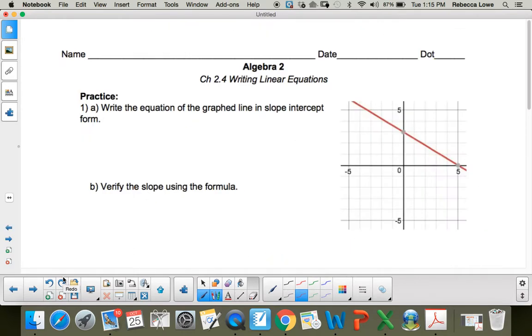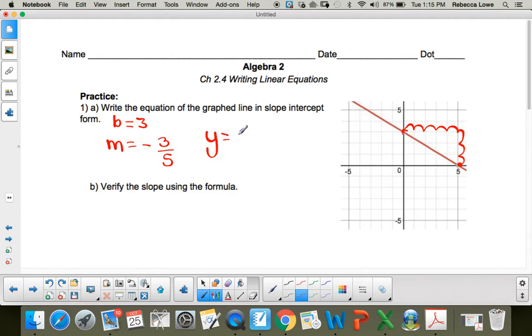Here you're supposed to write the equation of the graphed line in slope-intercept form and then verify the slope using the formula. Well, I can see there are two highlighted points here, one of which is the y-intercept. So I know that the y-intercept is 3. I also know that the slope is negative because it goes down and to the right, and I can simply count the rise over the run. So I go down 1, 2, 3, and I go over 1, 2, 3, 4, 5. -3 over 5 is the slope.